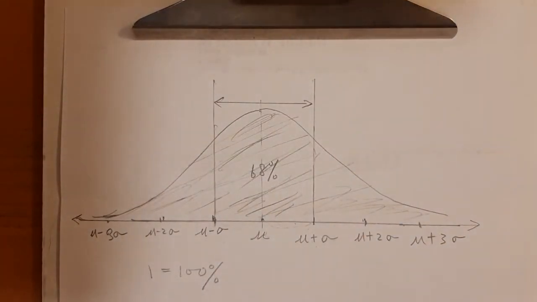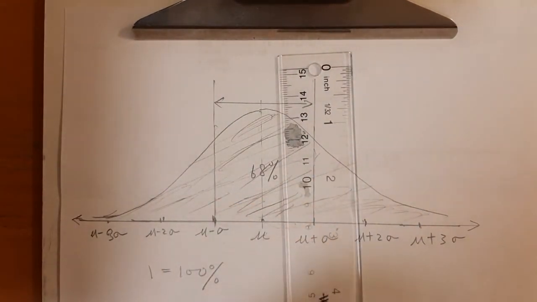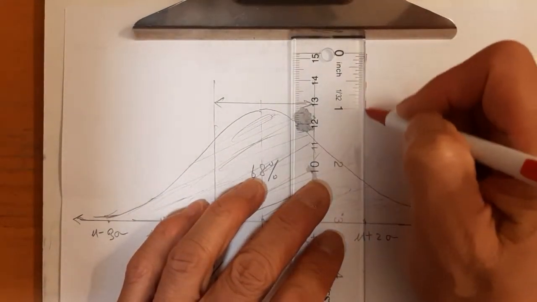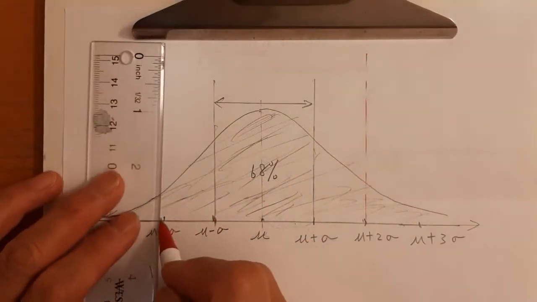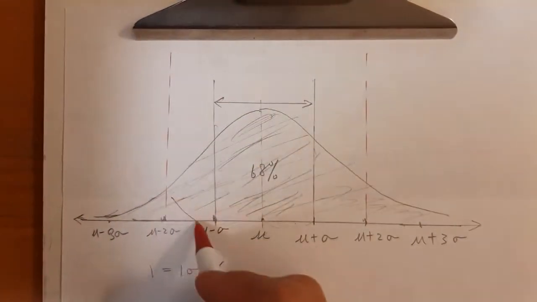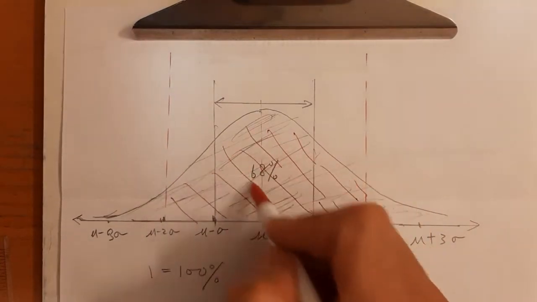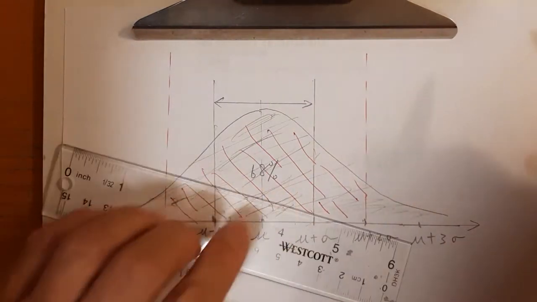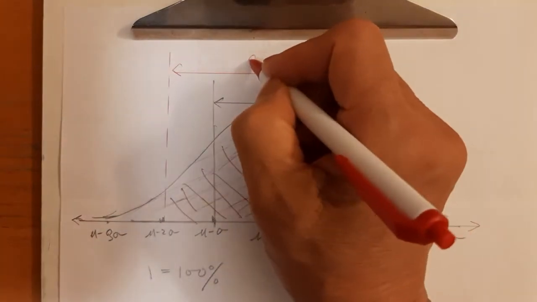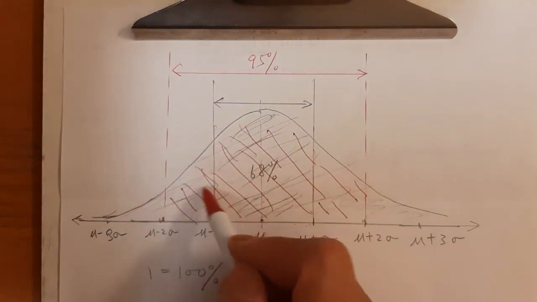And 2 standard deviations above the mean and 2 standard deviations below the mean. Under the curve, this area within 2 standard deviations is 95%.